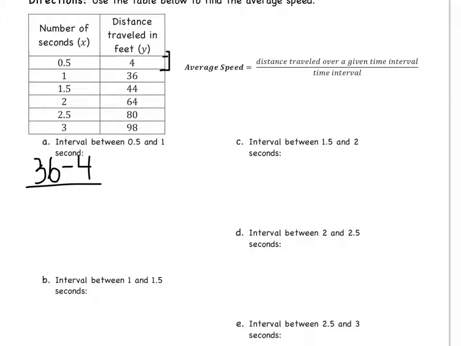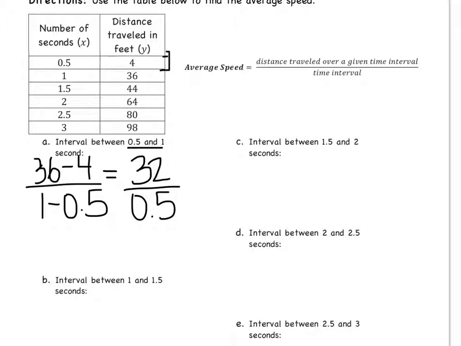now I have to do my time interval. I'm going to go with my bigger number. My time interval was 1 second, was 0.5 seconds to 1 second. Notice how I'm subtracting those two time intervals, those two times to give me my time interval. I'm going to go ahead and subtract. 36 minus 4 gives me 32. Over 1 minus 0.5 gives me 0.5.